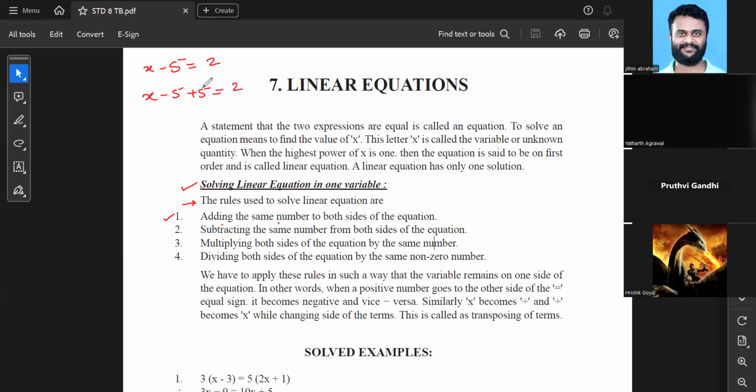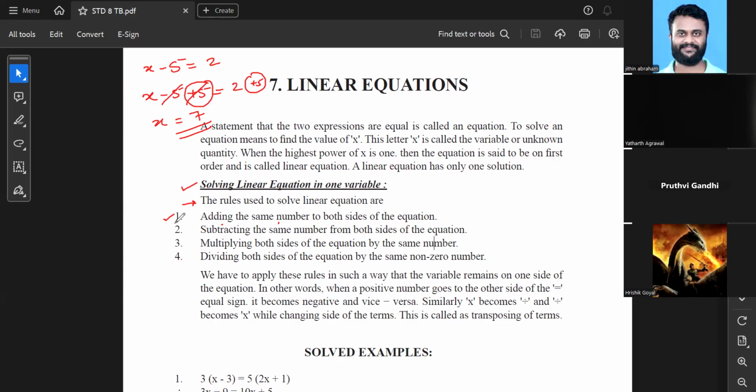Now, mathematics definitely allows us to do any calculation, but the only condition is that whatever you're adding on the left hand side, you will have to add the same value on the right hand side as well. Since you have added plus 5 on the left hand side, you will have to add plus 5 on the right hand side also. So that cancels plus and minus 5 on the left hand side, leaving x on the left hand side. And on the right hand side, you'll be left with 7. So that gives you x equal to 7. This is how you find the answer.